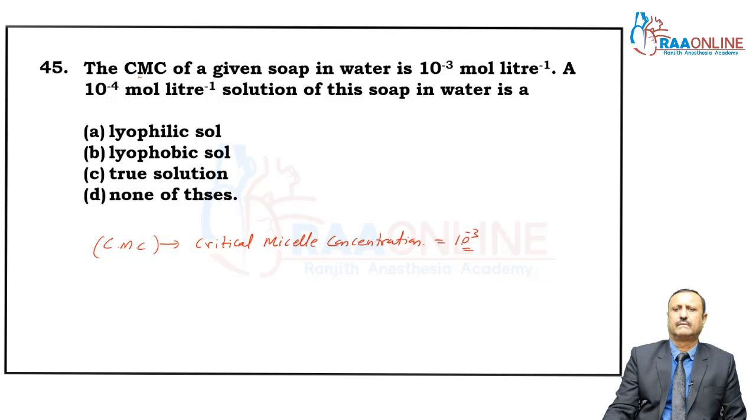And 10 to the power minus 3 is greater than 10 to the power minus 4. So, my dear students, when 10 to the power minus 4 mole per liter is present in the solution, it means it is a true solution, because 10 to the power minus 4 is smaller than 10 to the power minus 3. So, you can see here we form a true solution because it's smaller.